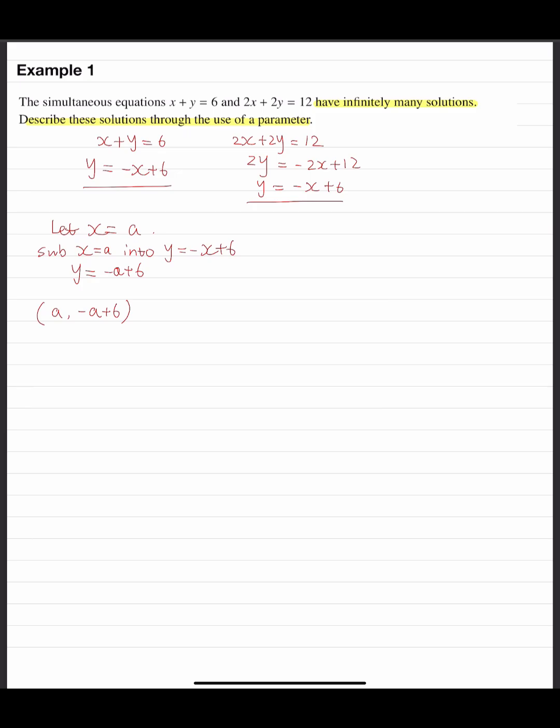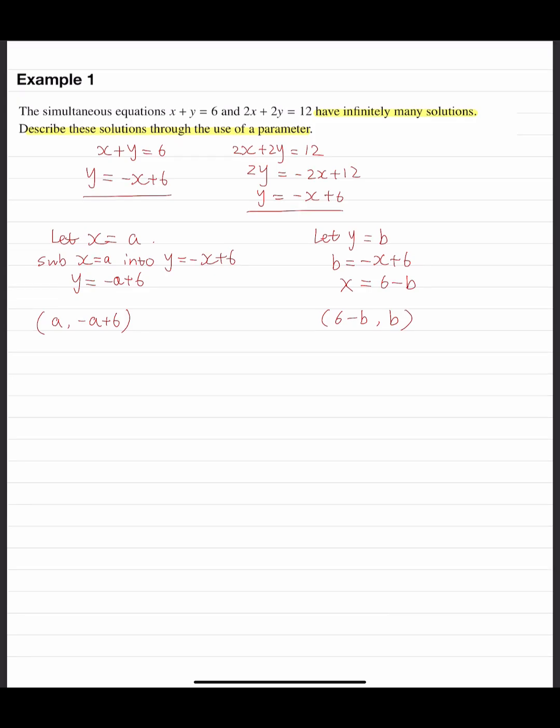And so on. We can also let y equal a parameter. Let's set y to be b. Then you have b equals negative x plus 6, and so x is equal to 6 minus b. You can say when x equals 6 minus b, y equals b. Both should be considered correct, as they are both representing the same relationship here.